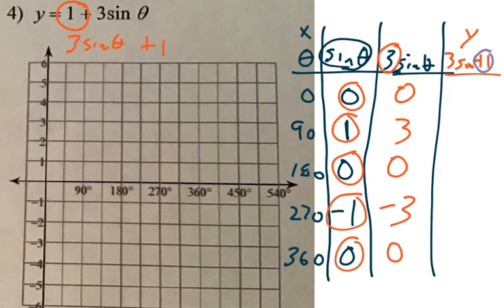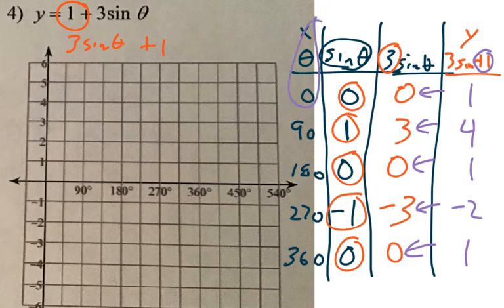Finally, let's add the 1. 0 plus 1 is 1. 3 plus 1 is 4. 0 plus 1 is 1. Negative 3 plus 1 is negative 2. 0 plus 1 is 1.